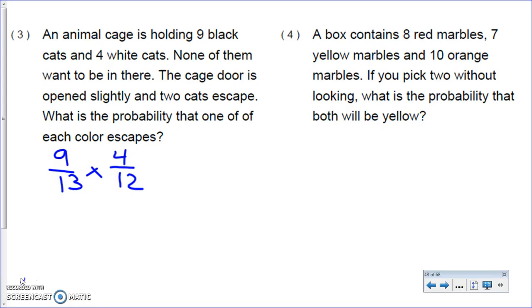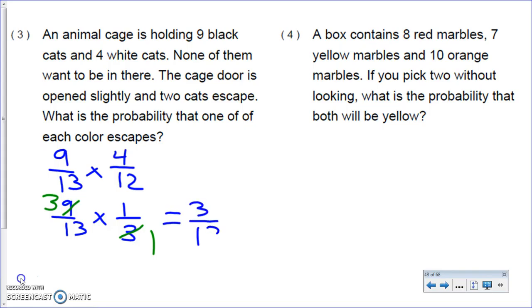Okay. And the first thing we're going to do is simplify 4/12 to 1/3. Then we can cross simplify. 9 and 3 are both divisible by 3, so we're going to do that. Next, we're going to multiply across, so 3 times 1 is 3, and 13 times 1 is 13. So the probability that one of each color cat will escape is 3/13.